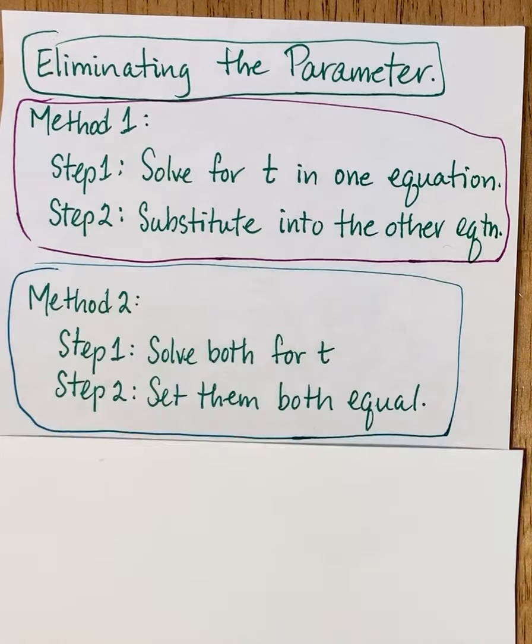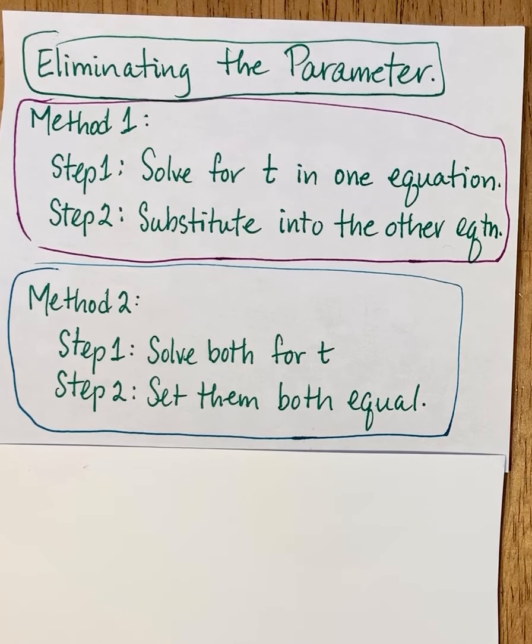A second method that often will work well is first you solve both the equations for t. And then you take the resulting expressions that you've come up with and set them both equal to each other. So I will show you one of each.